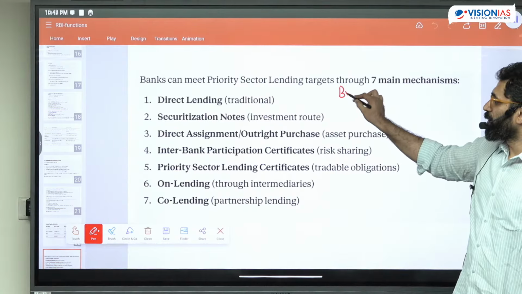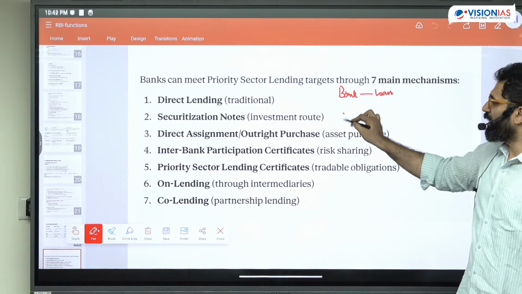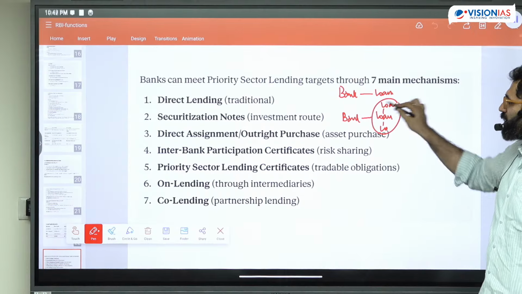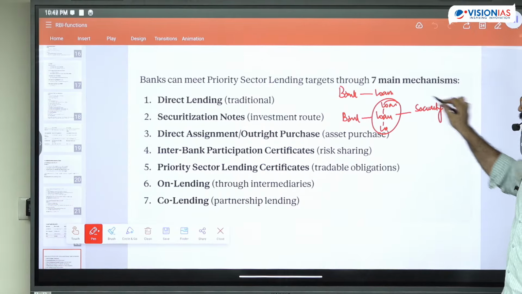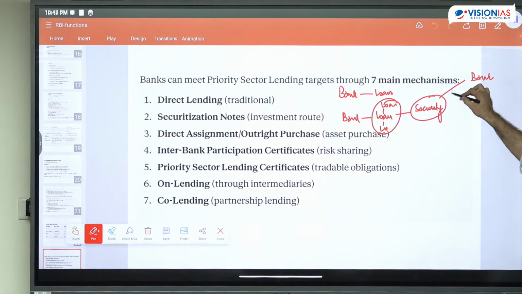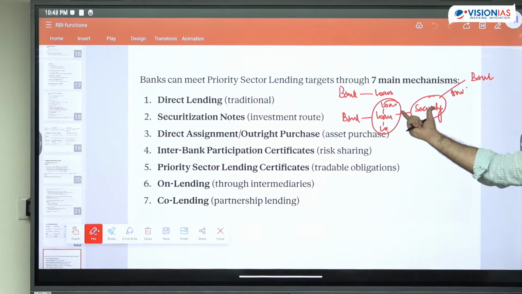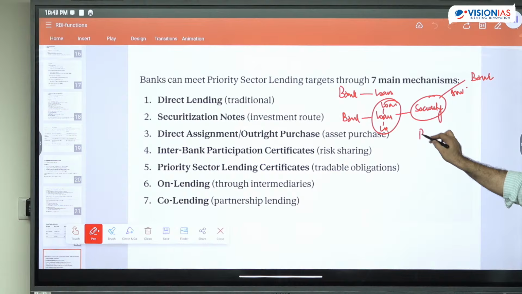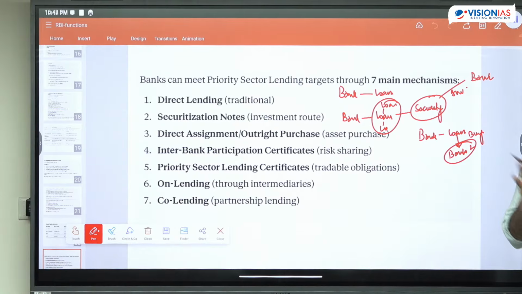First is the bank giving out a loan. Second is the bank has given out 2-3 loans. On the back of these loans, the bank has created a security and another bank is investing in this security. This is the securitization note. Investment is happening. Third is direct assignment or outright purchase. The bank has given a loan. Another bank says, I am going to buy this loan from you. Take it off your books. I'm going to outrightly buy the loan from you. Every loan responsibility is now mine. Outright purchase.